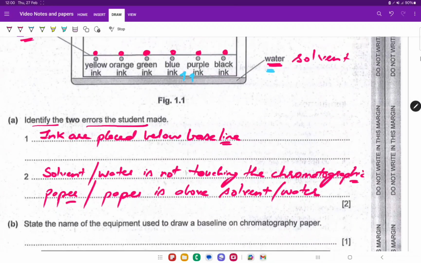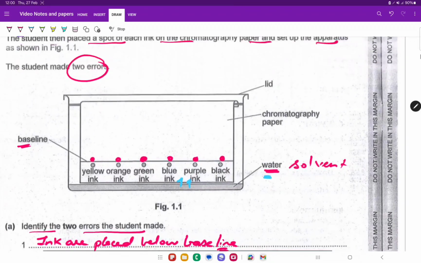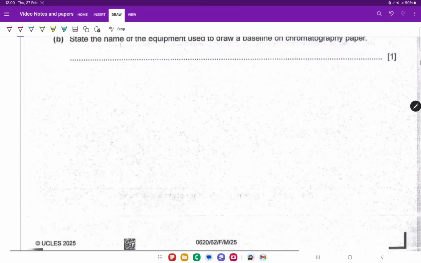Okay, the inks are placed below the baseline, they should be on the baseline. And number 2, the ink drops or the sample drops should be on the baseline, they are visible below the baseline.